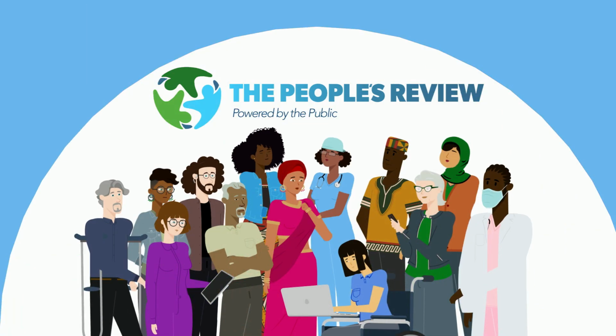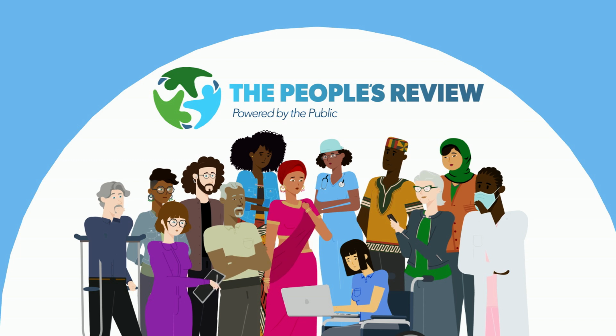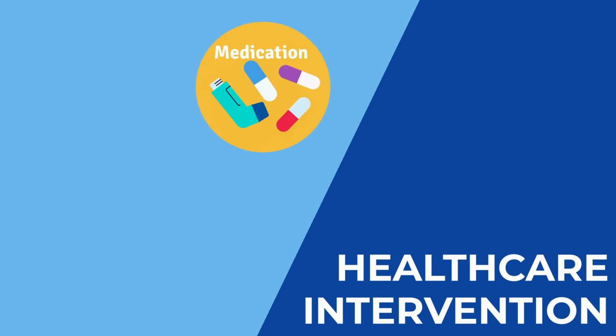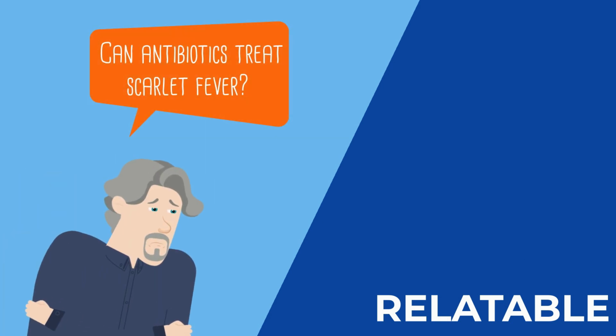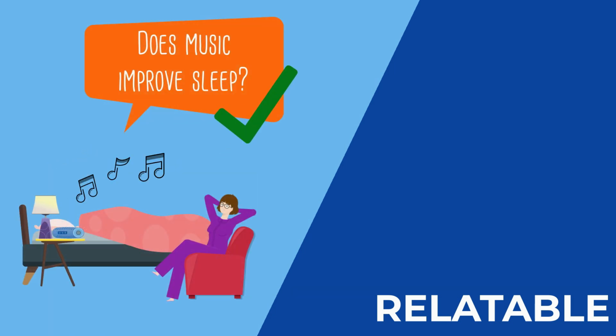A few things to think about before you submit your question for the People's Review. 1. Make sure your question relates to a healthcare intervention. For example, a medicine or public health intervention. 2. Try to choose something that is relatable to most people. Try to avoid questions about uncommon illnesses or interventions that are difficult to access everywhere.